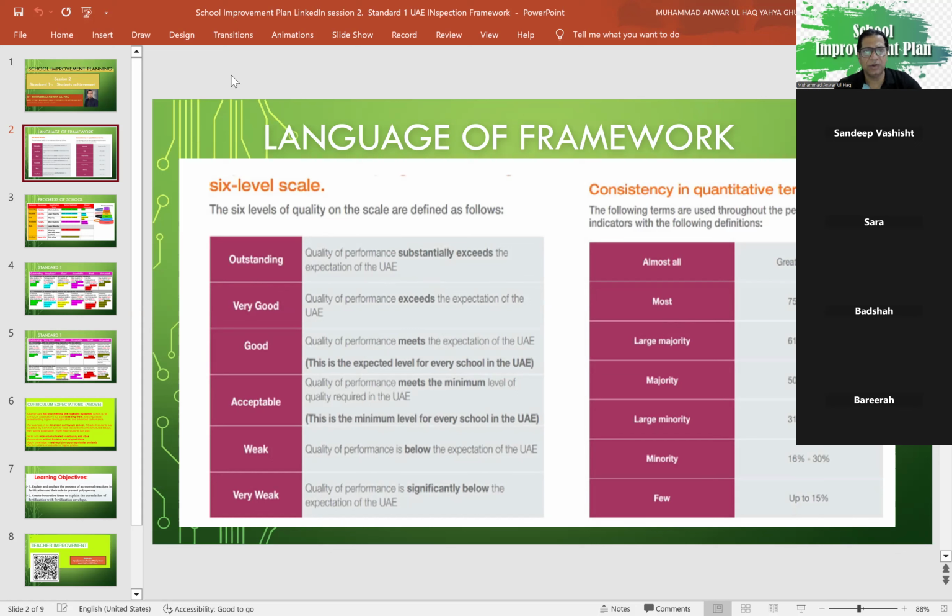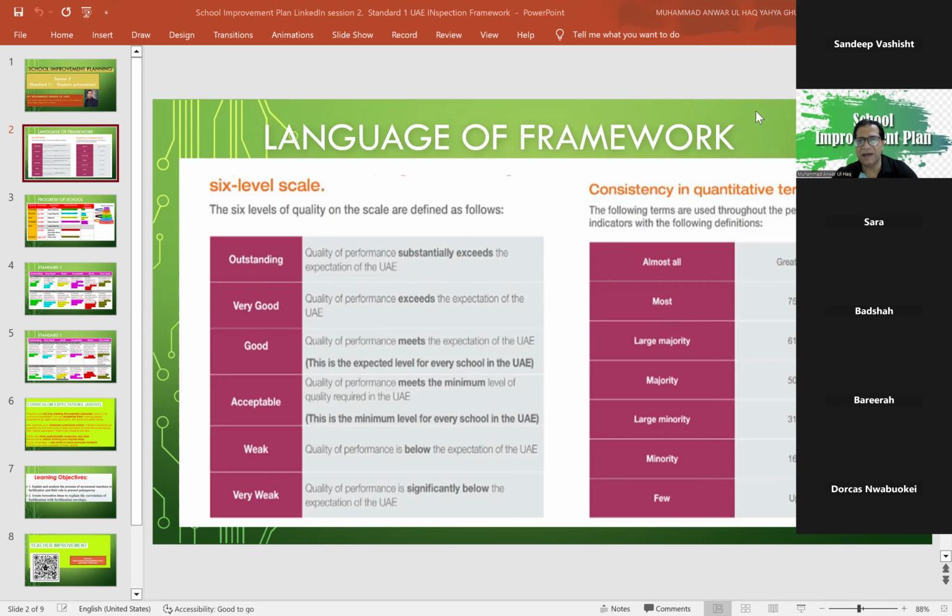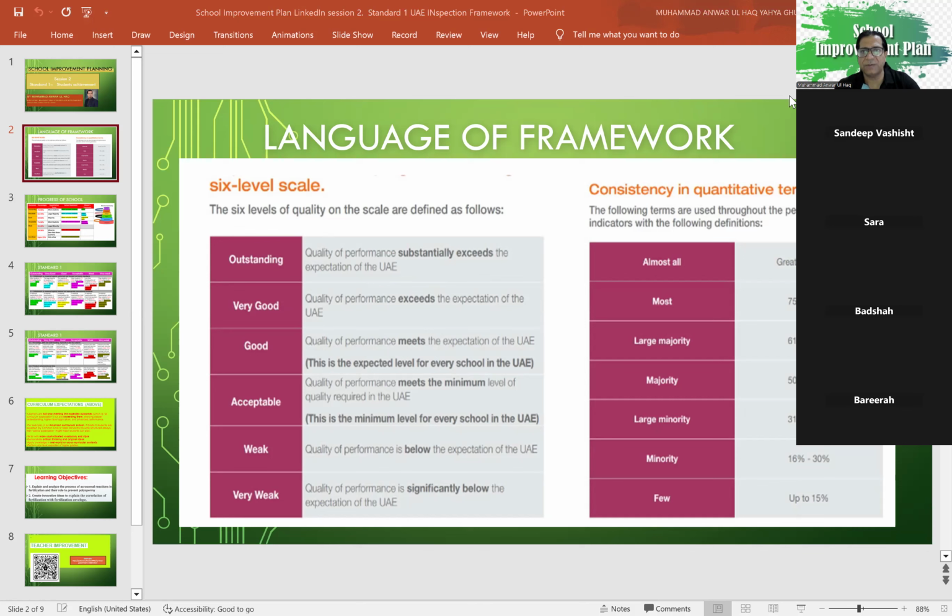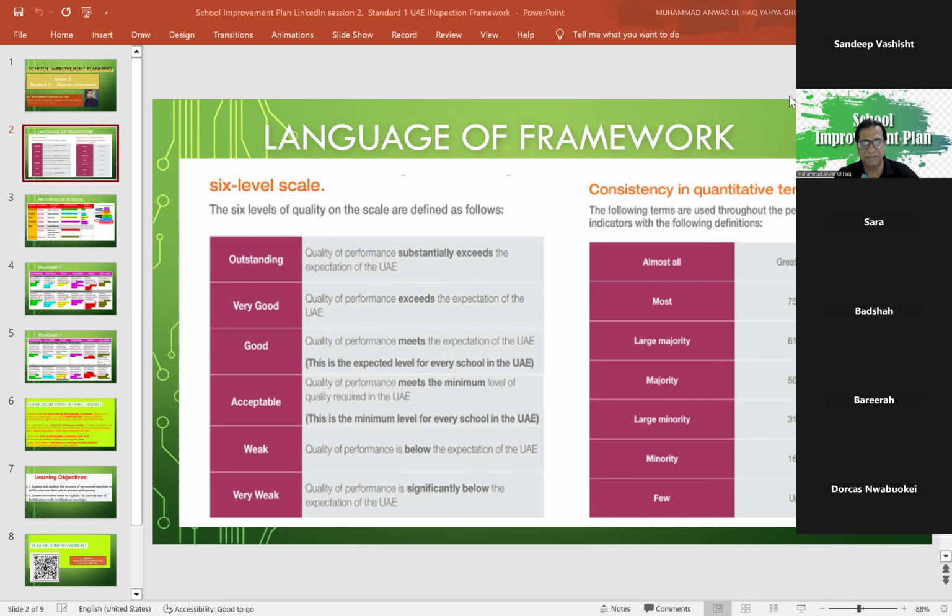You have to make sure you keep these percentages in such a way that you are very much familiar with them. Not only by yourself, you should make your teachers also familiar with these terms. Now let me make this very clear: almost all means above 90%, and most is from 75% to 90%. These are the two terms that you must keep in mind.